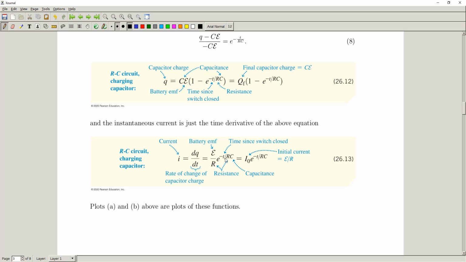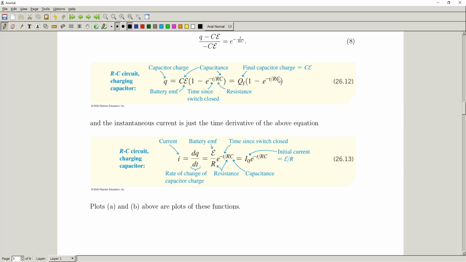We do the derivative, clean things up, and we end up with this expression here. And this I naught, this is our initial current. This is the current the moment that we close the switch and the charge starts to flow through the circuit and deposit charge on the capacitor plate, right? And so this is our expression for I as a function of time.